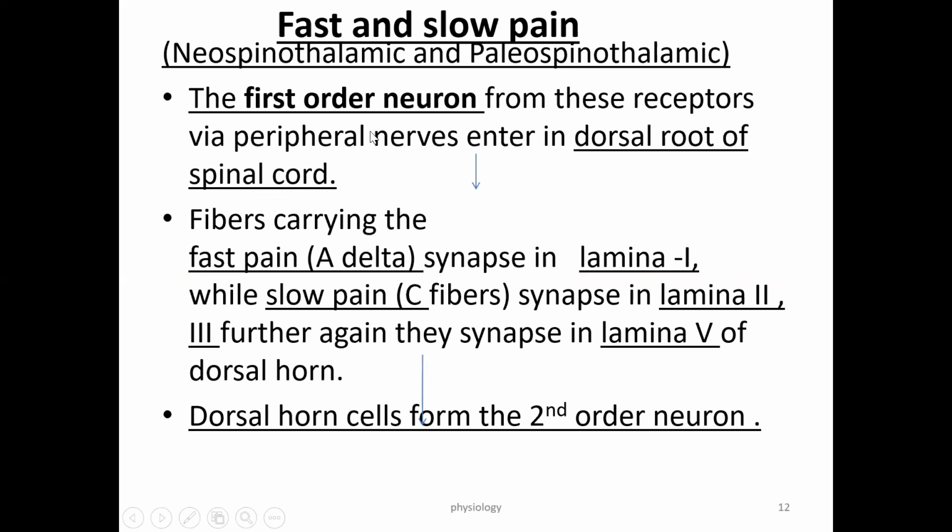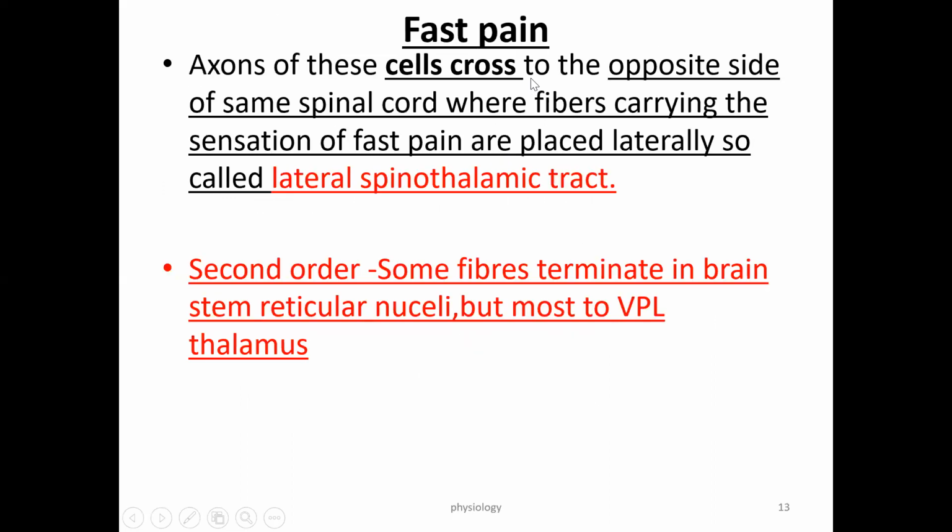Now first we will see the pain pathway, or fast and slow pain. There are two types of pain. Fast pain is also called the neospinothalamic tract, while slow pain is called the paleospinothalamic tract.